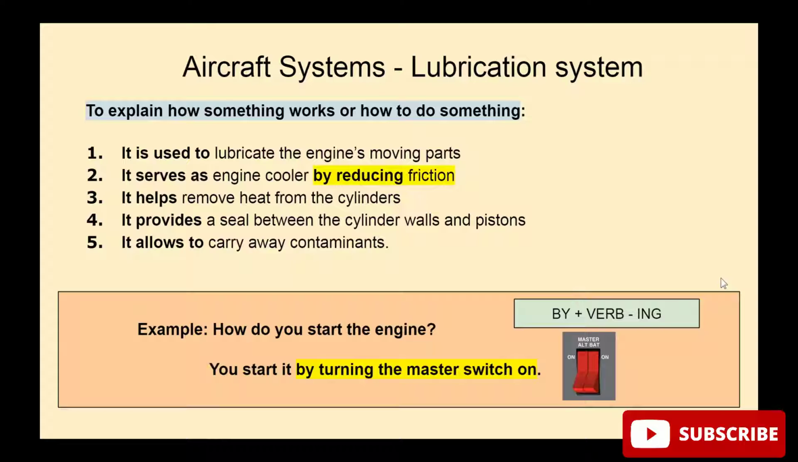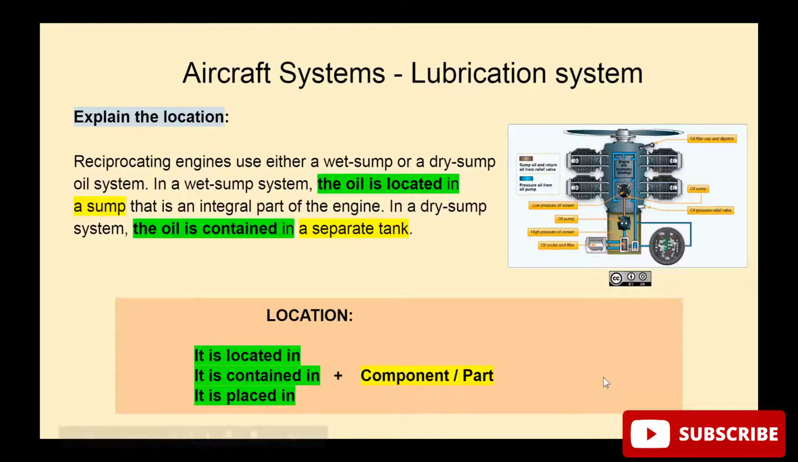On the other hand, when we want to explain how something works or how to do something, we can use the expression by plus a verb ending in ing. For example, how do you start the engine? You start it by turning the master switch on. Another important aspect when describing is to explain the location of the components. To do that, we can use it is located, contained, or placed in plus component or part, as in the oil is located in a sump and the oil is contained in a separate tank.